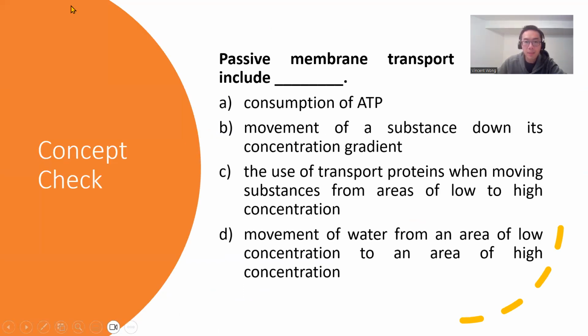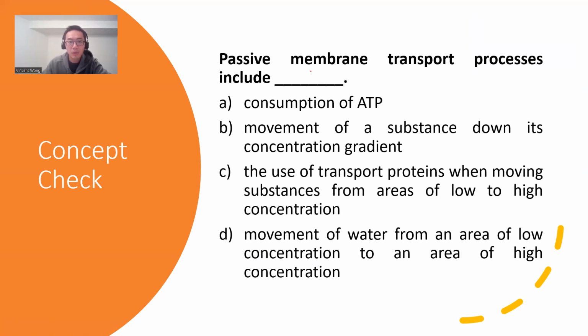So here, passive membrane transport processes include consumption of ATP. That's not true. No ATP is needed for passive transport. Movement of substance down its concentration gradient. That's correct. Down concentration gradient means from high to low. The use of transport protein while moving substance from area of low to high. Nope. Low to high is active transport. Movement of water from an area of low concentration to an area of high concentration. That is also not true. Okay. So it's just B.